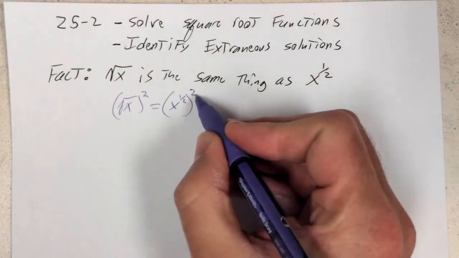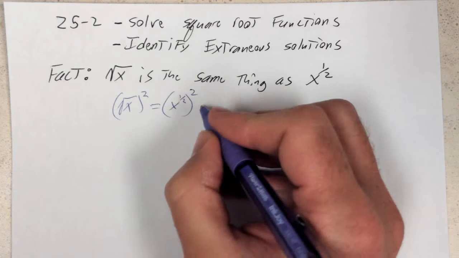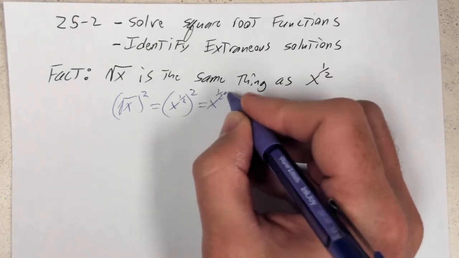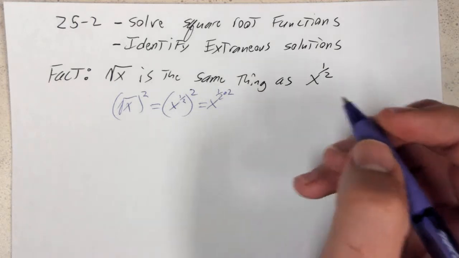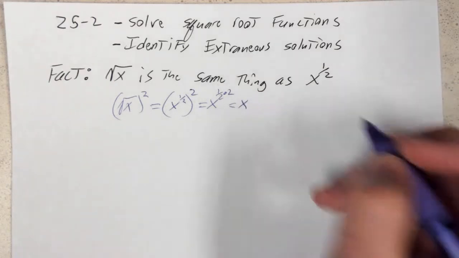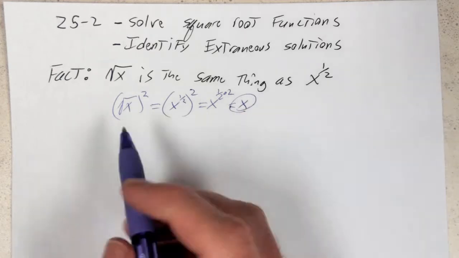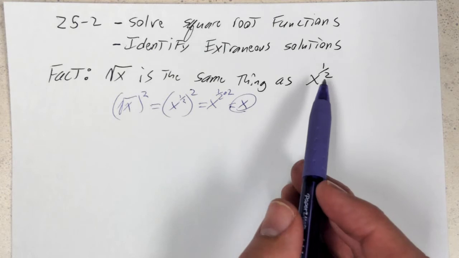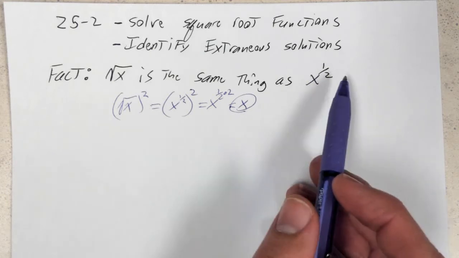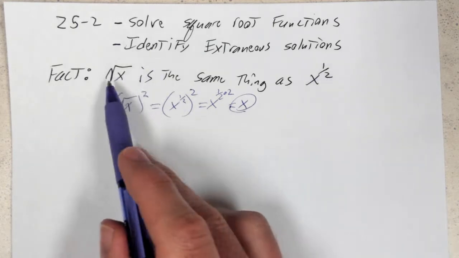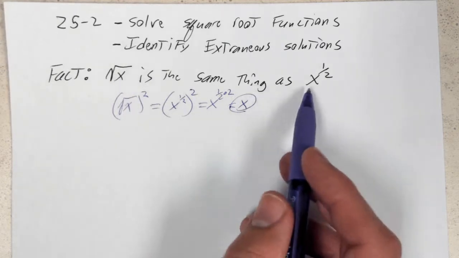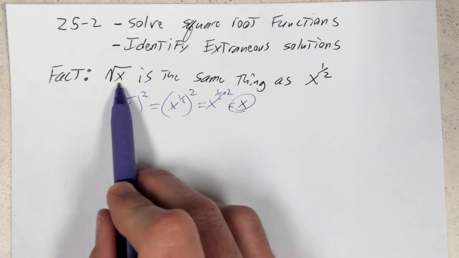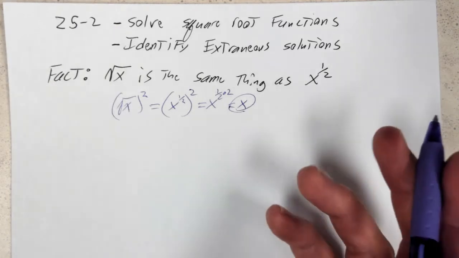Well, that's the same thing as x to the 1/2 squared. A power to a power, you multiply. So that equals x to the 1/2 times 2. What's 1/2 times 2? It's 1. So that equals x to the first. So the square root and the squared undo each other. Square root of x is the same thing as x to the 1/2. If you don't understand why, you just need to know that this and this are equivalent.